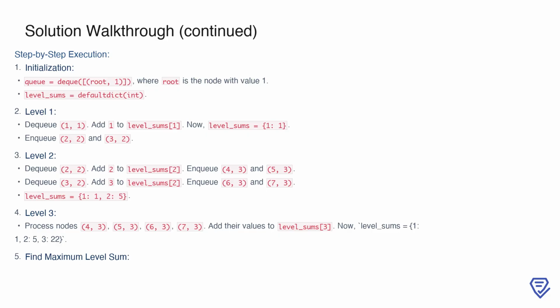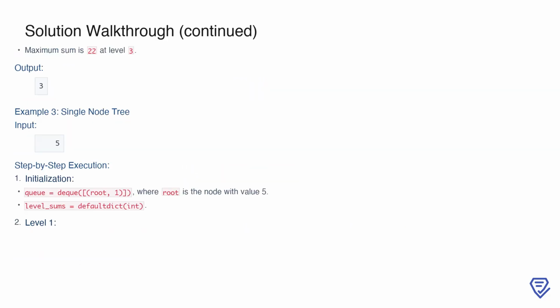At this point, level_sums is 1, 1, 2, 5. For level 3, we process all 4 nodes, 4, 5, 6, and 7, and add their values to the sum for level 3, which updates level_sums to 1, 1, 2, 5, 22. Finally, we identify the level with the maximum sum. In this case, the highest sum is 22 at level 3, so the output is 3.